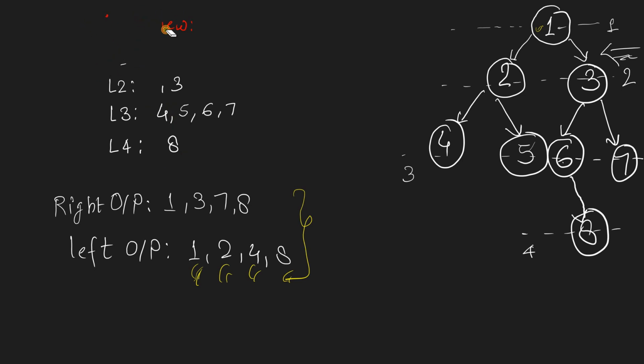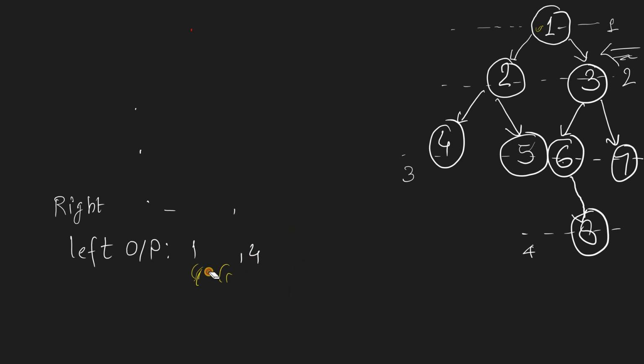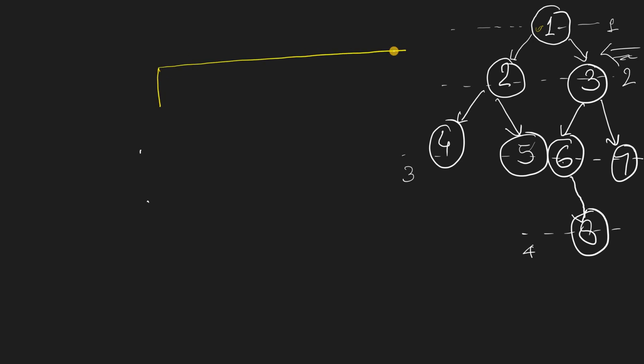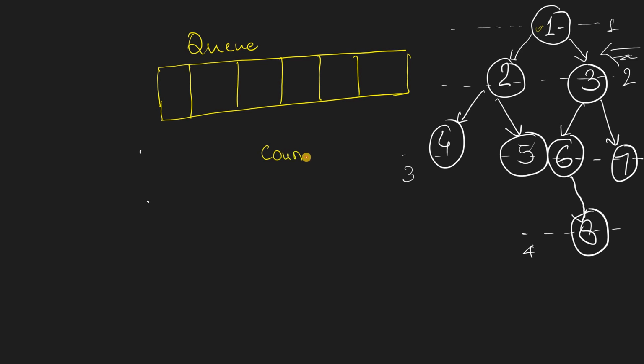Let me erase this first. Okay, so now if you have already watched the level order traversal, you know that in level order traversal we use a queue. So this is our queue data structure that we are going to use, right? And here we will take one count element as well.